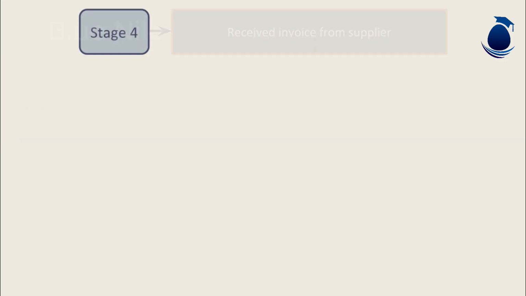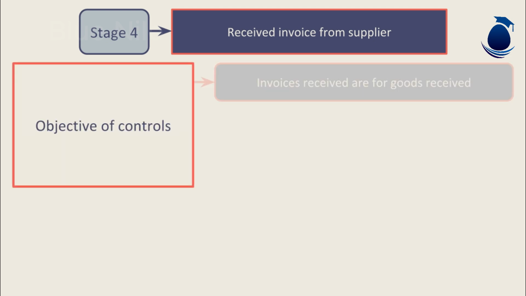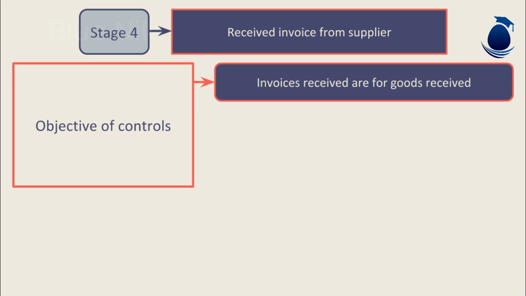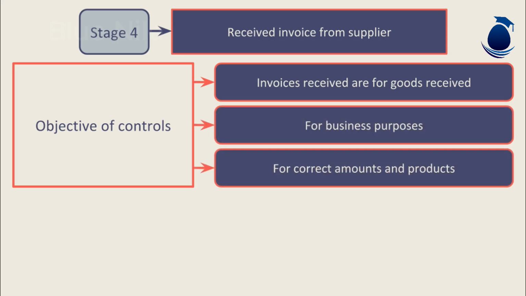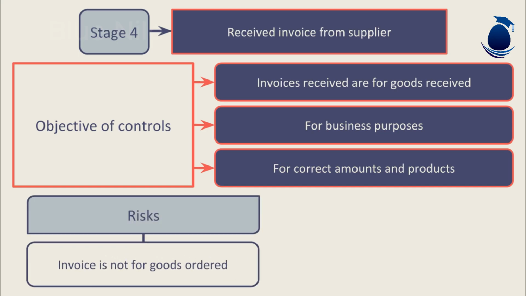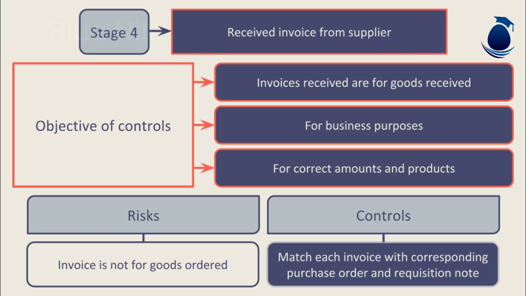Stage 4 is when the invoice is received. This will be in the accounts department. The objective is to ensure invoices received are for goods received, that is for business purposes, and for the correct amounts and products. A risk could be that the invoice is not for goods ordered, and a control would be each invoice received should be matched with the corresponding purchase order and requisition note. Any that have missing orders should be investigated with the supplier.